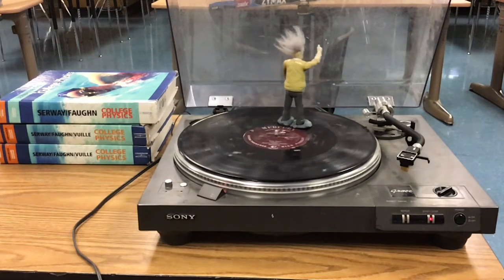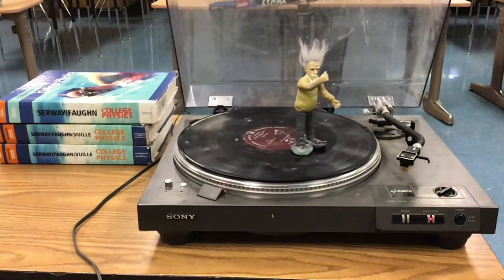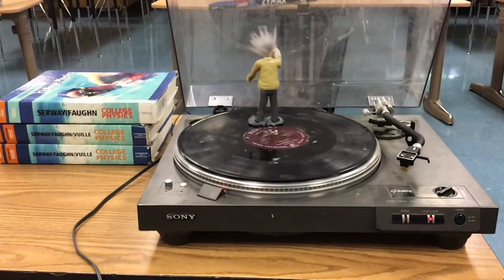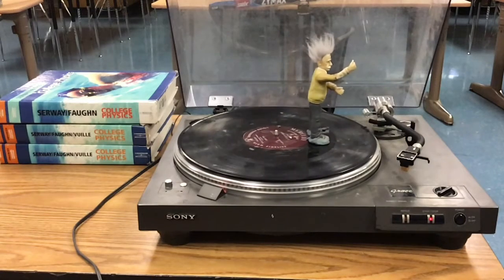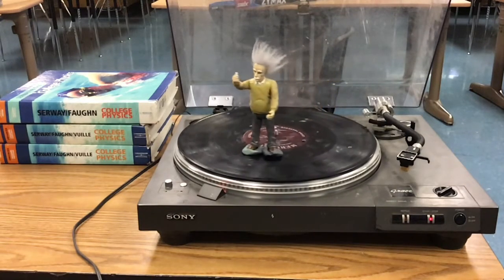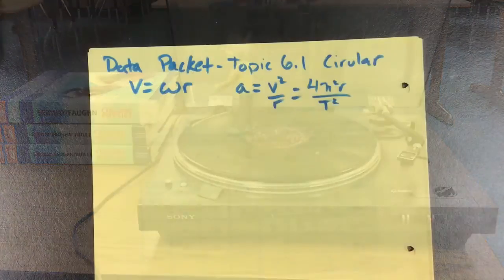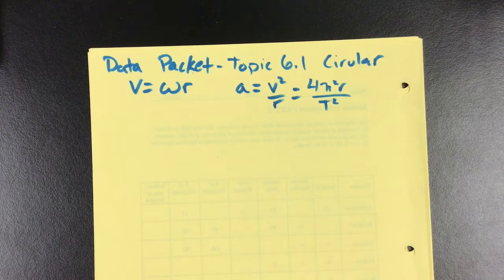But we can't just say speed. We would have to say something like his angular velocity. And it's angular velocity that will start pulling in our ideas about tangential velocity, radius, and how fast he's going around in a circle. Let's take a deeper look at what we have in our data packet.